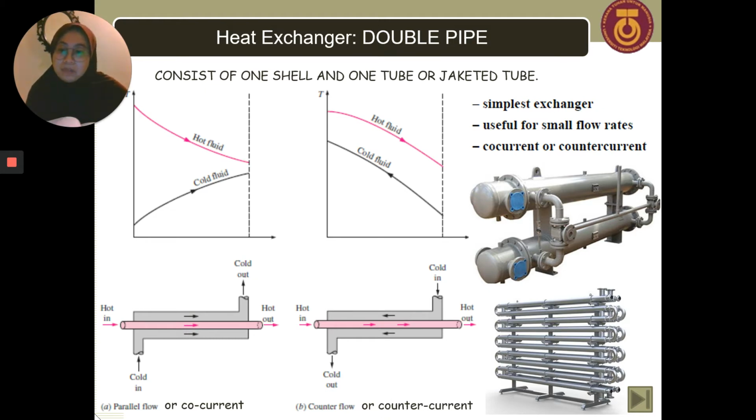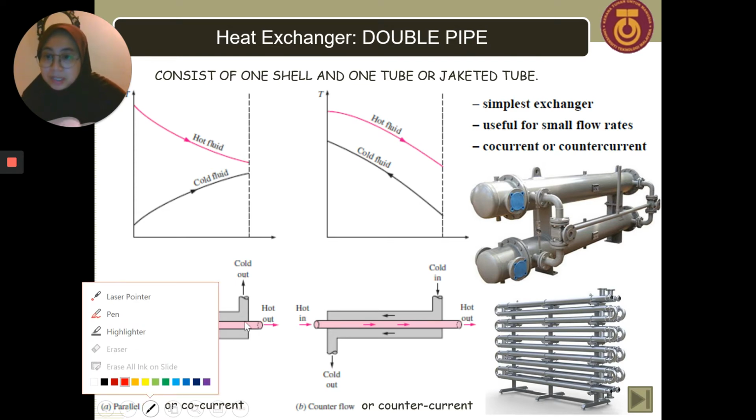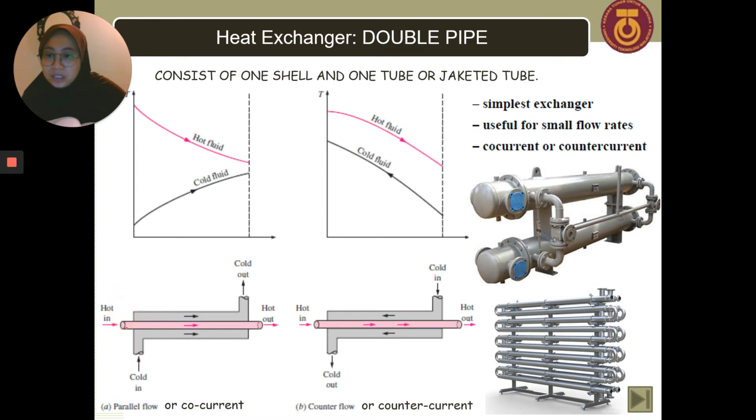For parallel flow, the direction of the flow for the hot stream and the cold stream are the same. They are in the same direction. But for counter current flow, the hot stream and the cold stream are in opposite directions. So this is coming in, and this is coming in from the cold stream and goes out from this outlet.